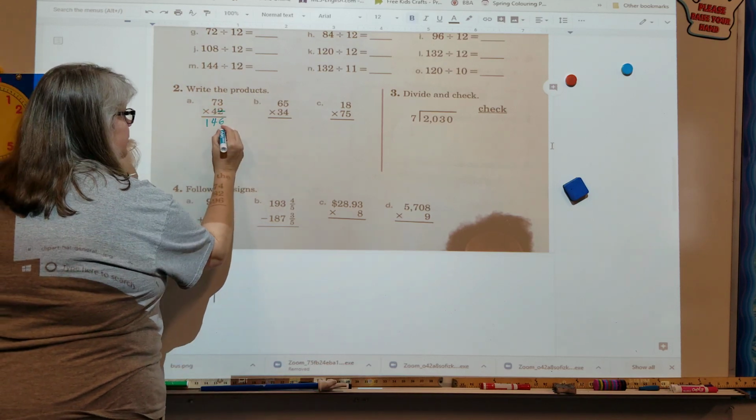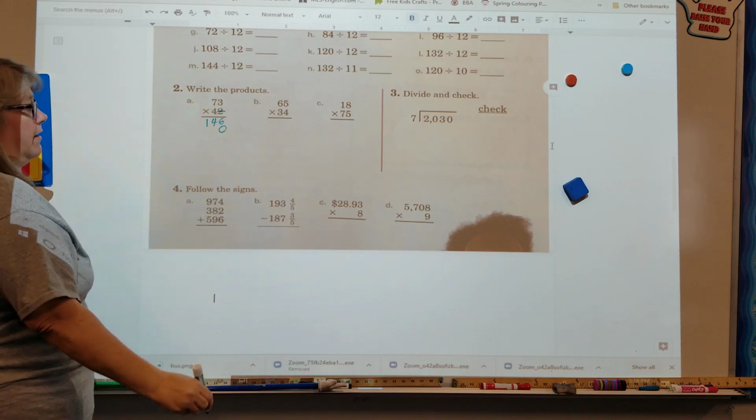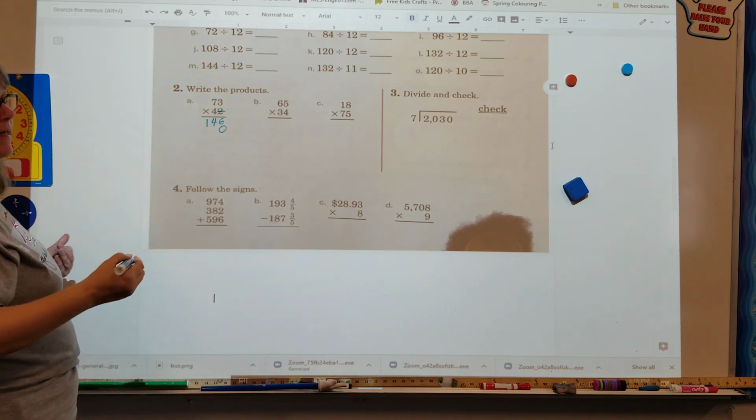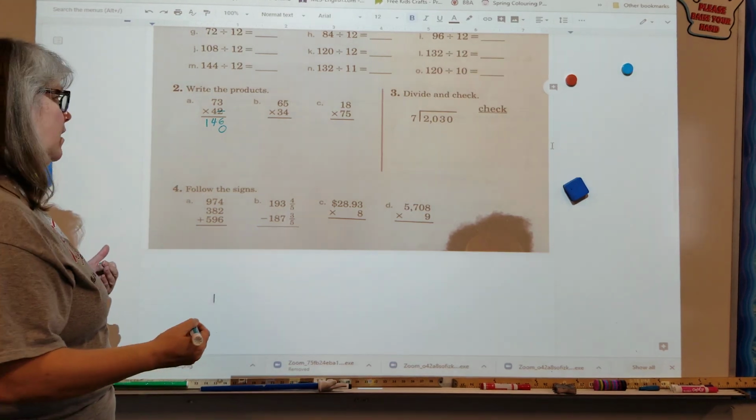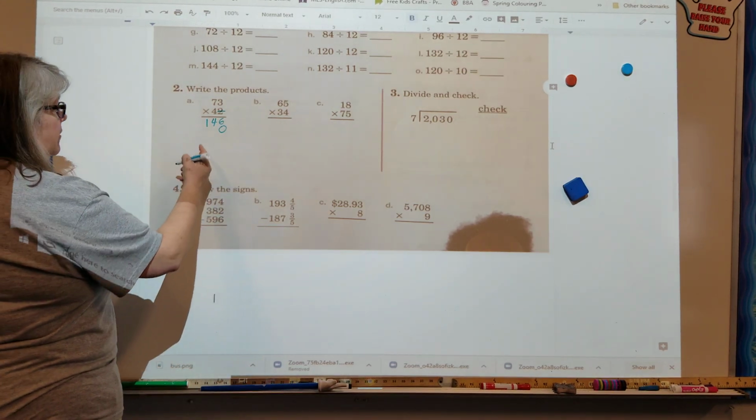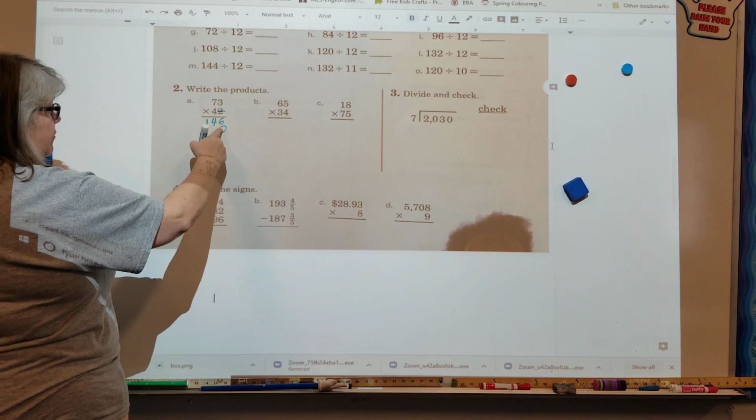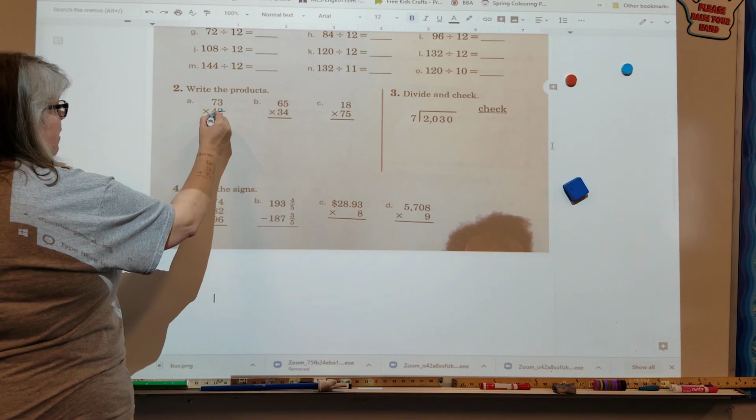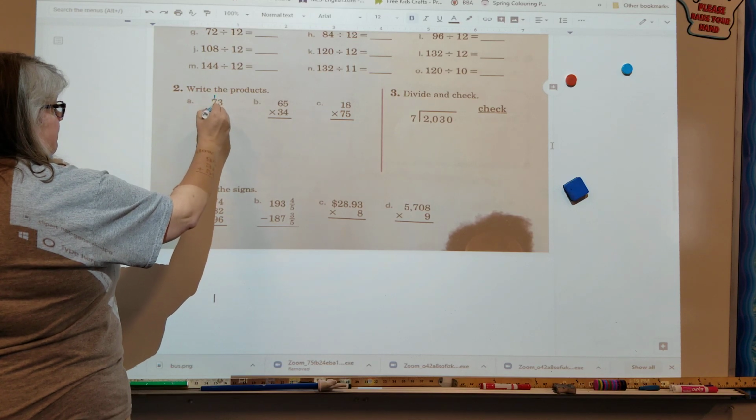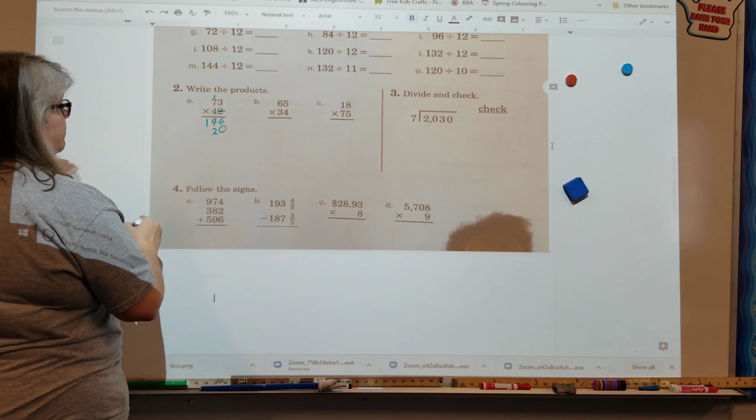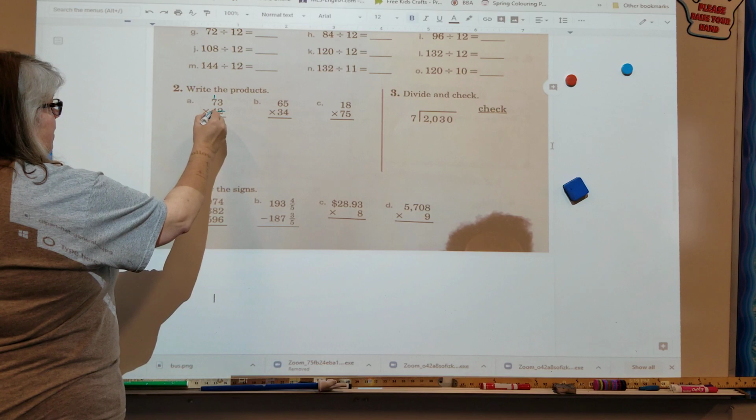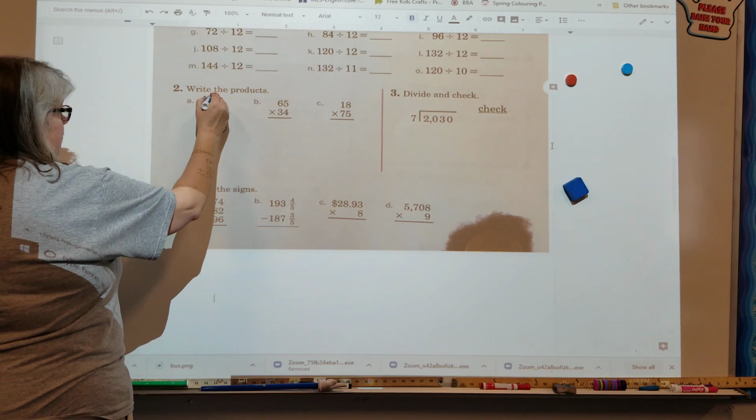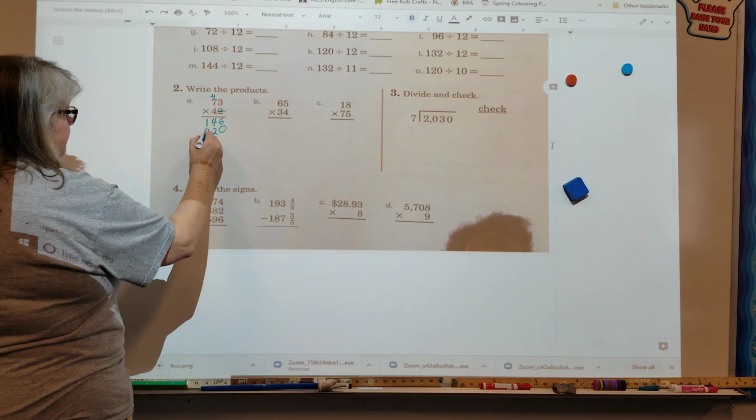But we're going to go ahead and just put that 0 right there because we can, just like when we multiply anything times 10, we add the 0 to the end. We're going to do the same thing here. So go ahead and put your 0 here because you've already multiplied times the ones place. 4 times 3 is 12. Carry the 1 with the 2 in the tens place. 4 times 7 is 28. Plus the 1 is 29.